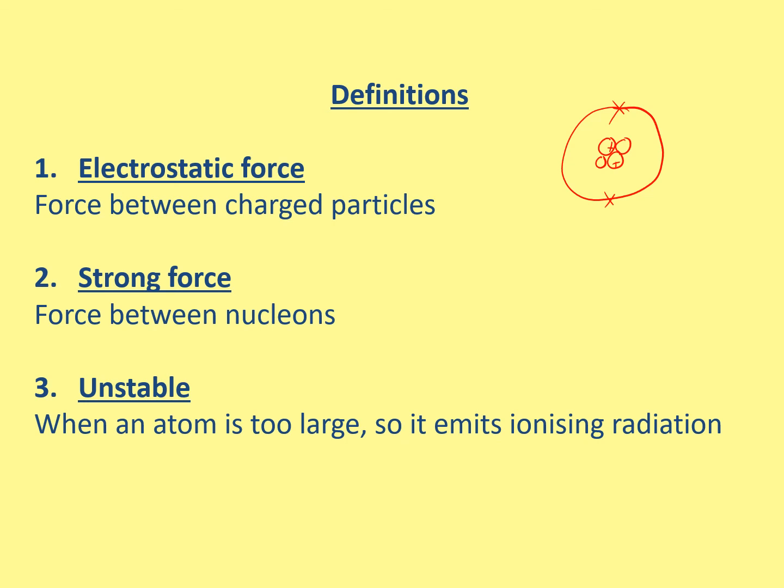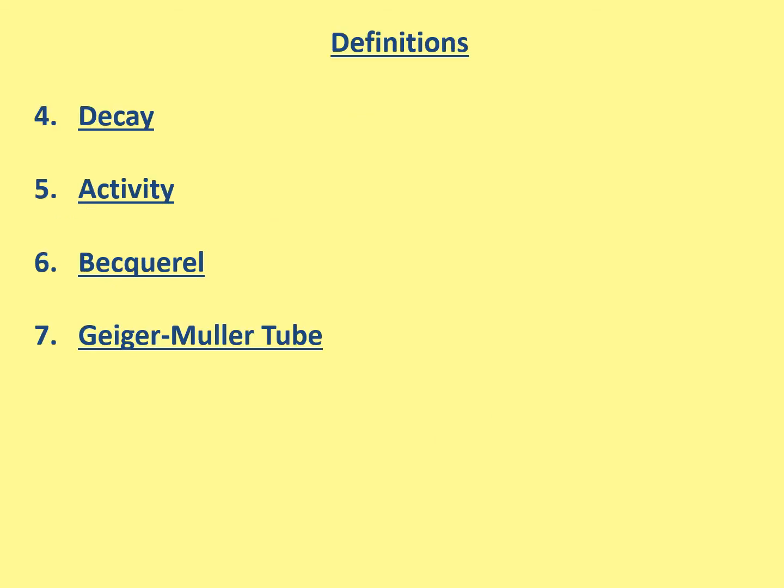An atom is unstable when it's too large, so it emits ionizing radiation, either alpha, beta, or gamma, and eventually it will become smaller and become more stable. It normally keeps going until it becomes stable. Pause the video again and have a go at these definitions. The answers will be on the next screen.